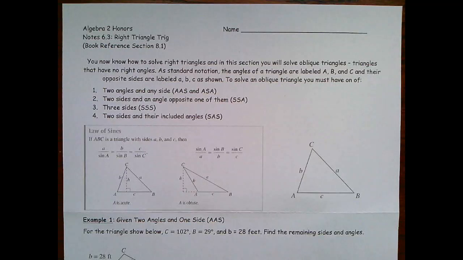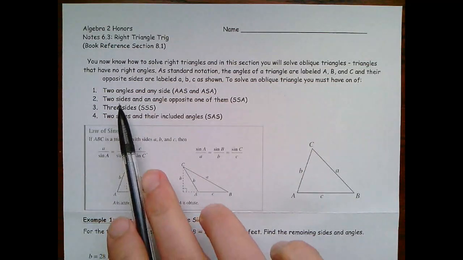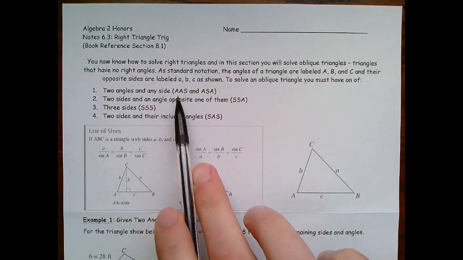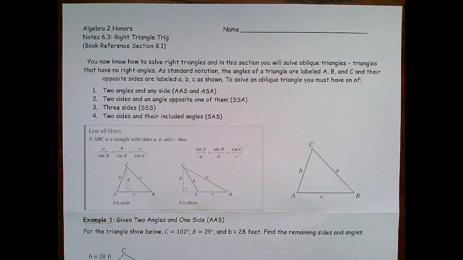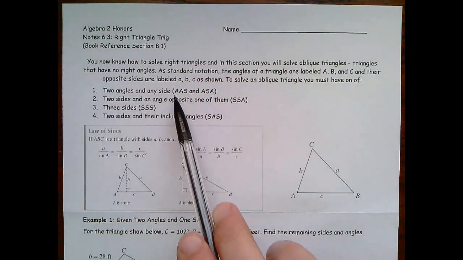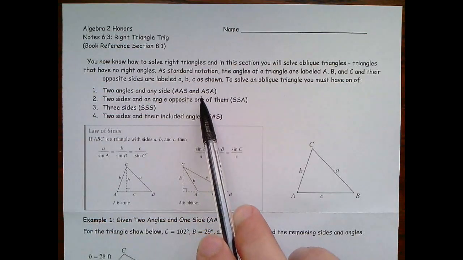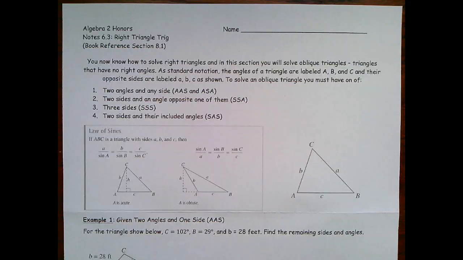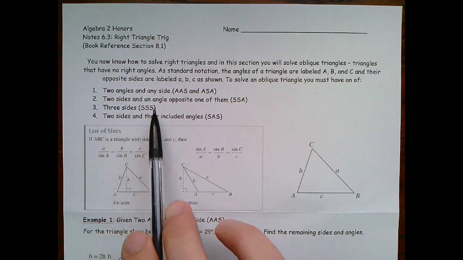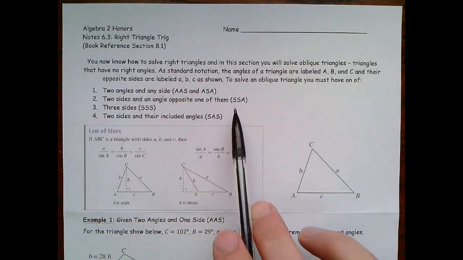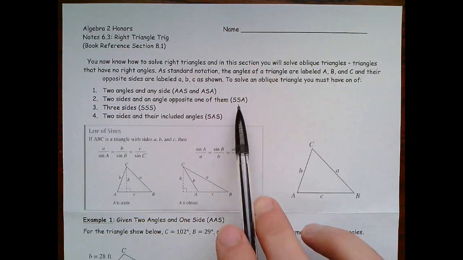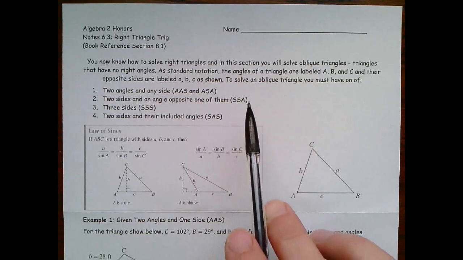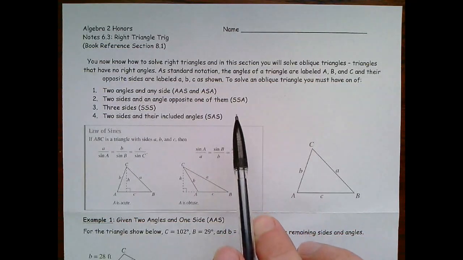So to solve an oblique triangle, you must have these situations. Number one, you could have two angles and any side. So if you remember back in geometry, you had AAS, which was angle, angle, side, and you had ASA, which was angle, side, angle. If you have either of those two situations, that would be okay for solving an oblique triangle. You could also have two sides and an angle opposite one of them. So in this case, SSA, so it would be side, side, angle. Notice how conveniently we didn't put it the other way. I'll leave you to that.